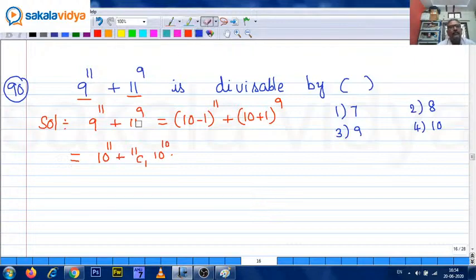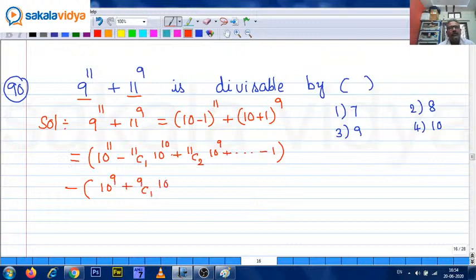Sorry, absolutely sorry, because minus is there. You get minus. I am so sorry. 11C2, 10 to the power of 11 minus 2 is 9, and so on, you will be getting minus 1, and then 10 to the power of 9 plus 9C1, 10 to the power of 8 plus 9C2, 10 to the power of 7 plus and so on plus 1.